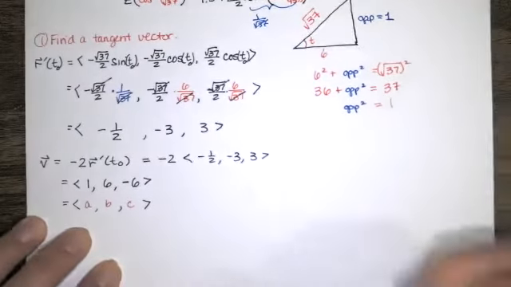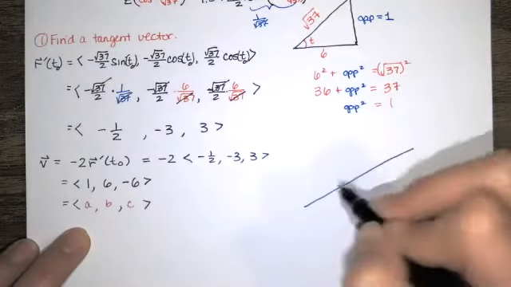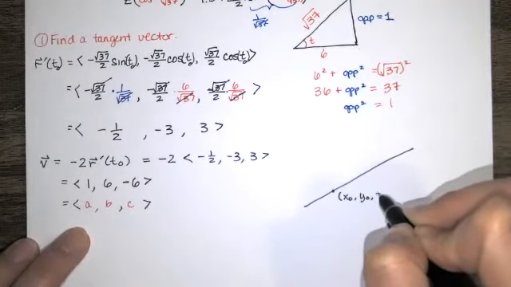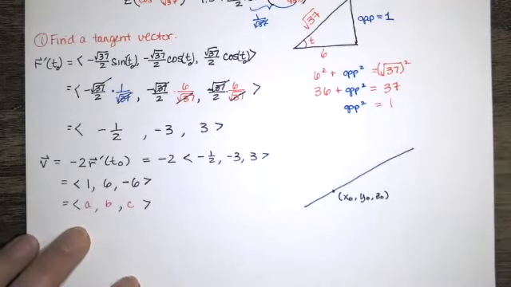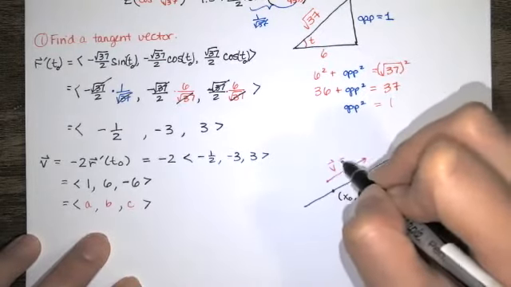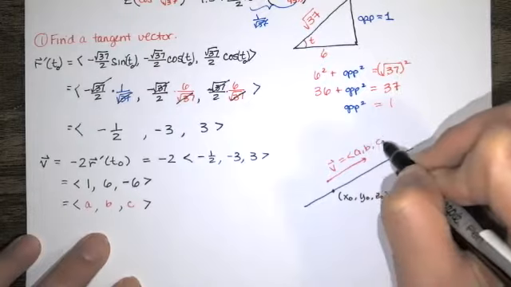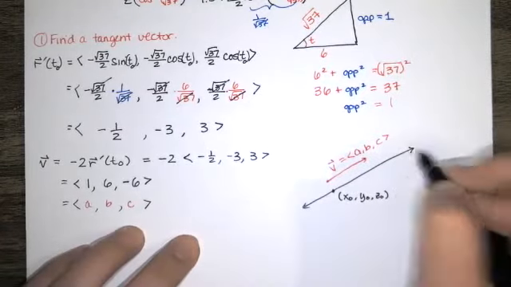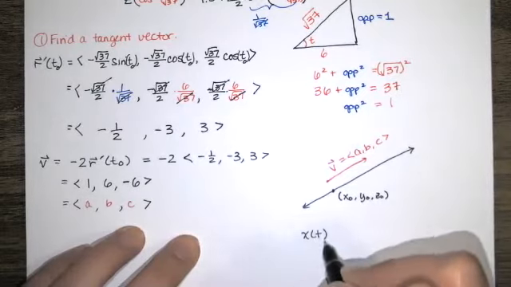And remember from our study of lines at the very beginning of the course, if we want a line that passes through x0, y0, z0, and has a direction vector V with components A, B, and C, the parametric equations of that line are given by this.